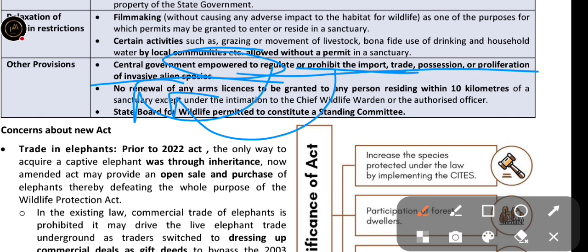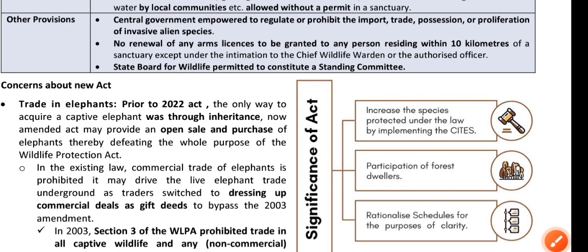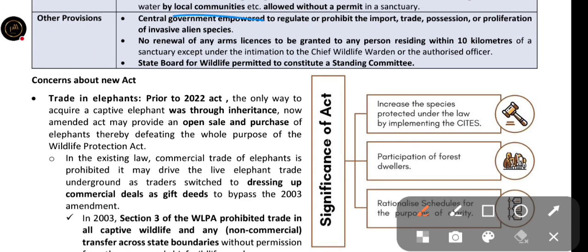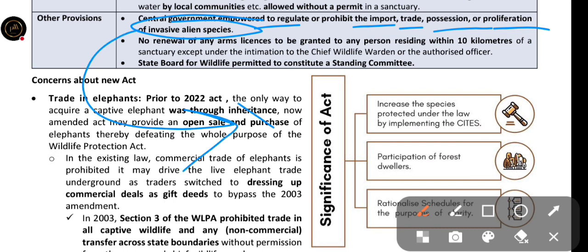Okay, and you should know that the central government regulates these invasive alien species, and you have to take permission for import, trade, possession, or proliferation of these invasive alien species, because these are very harmful for the indigenous variety of plants as well as animals.